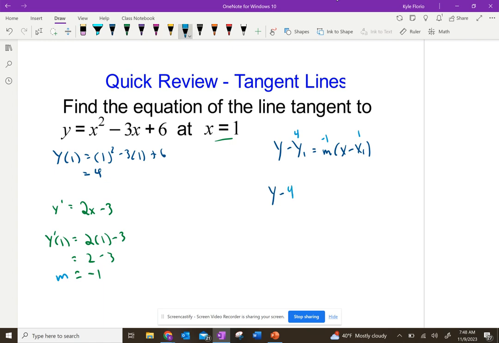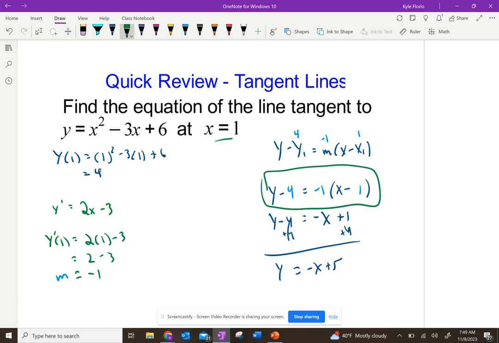Y minus 4 equals negative 1 times x minus 1. If I want to put that in slope-intercept form, that's going to be negative x plus 1. If I add 4 to both sides, I'm going to get y equals negative x plus 5. So you can be done here, put a box around it, and we're good. Or we can be done here, put a box around it, and we're good. Both of these are the same line.